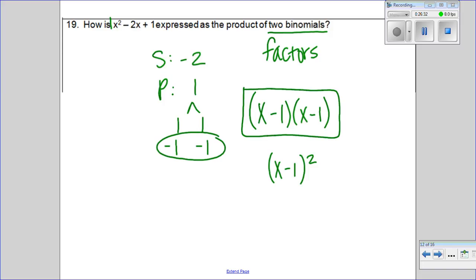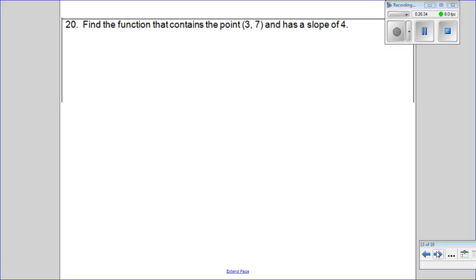Okay, let's move on to number 20. Just a few more. Find the function that contains the point 3, 7 and has a slope of 4. So I have an x and a y, and my slope is 4. That's my m. So looking back at y equals mx plus b, I can't write that equation until I know what my y-intercept is. So I don't know what b is.